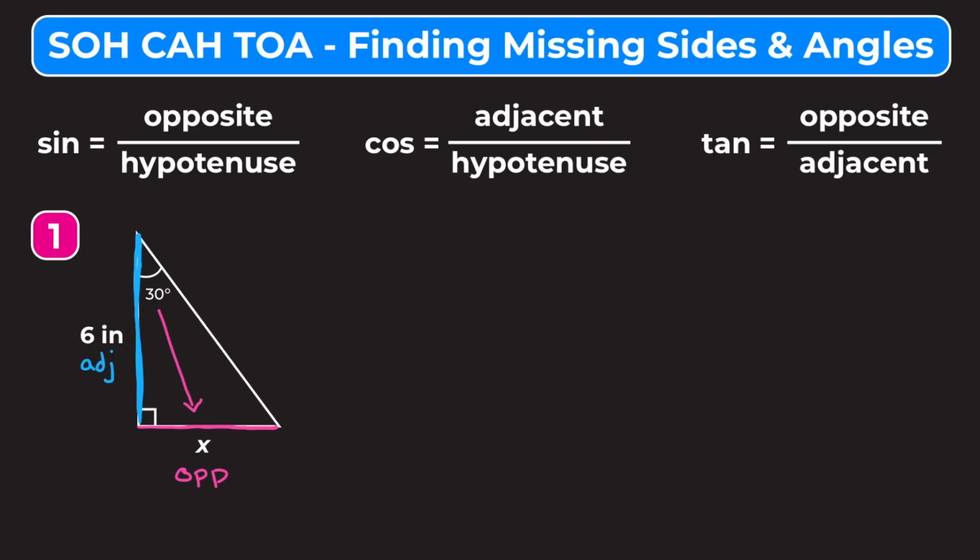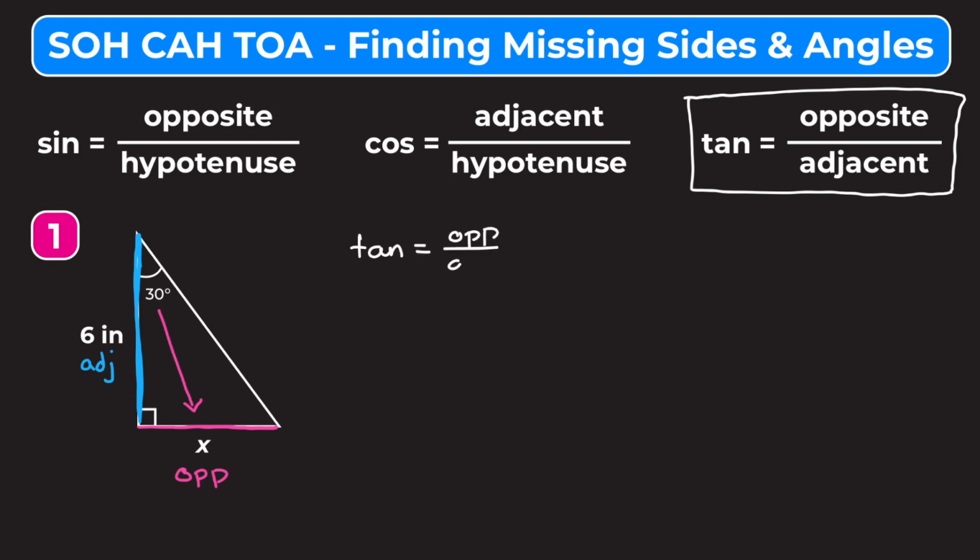So now what we want to do is look at our 3 trig ratios up top and see which one uses opposite and adjacent sides. And if you take a look, you'll probably notice that it's tangent. So now what we want to do is set up a tangent equation based on this triangle. So first I'm just going to write that tangent is equal to opposite over adjacent.